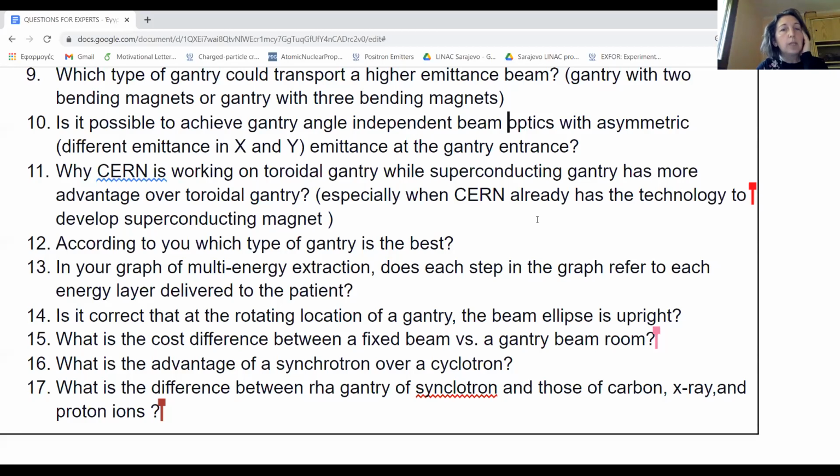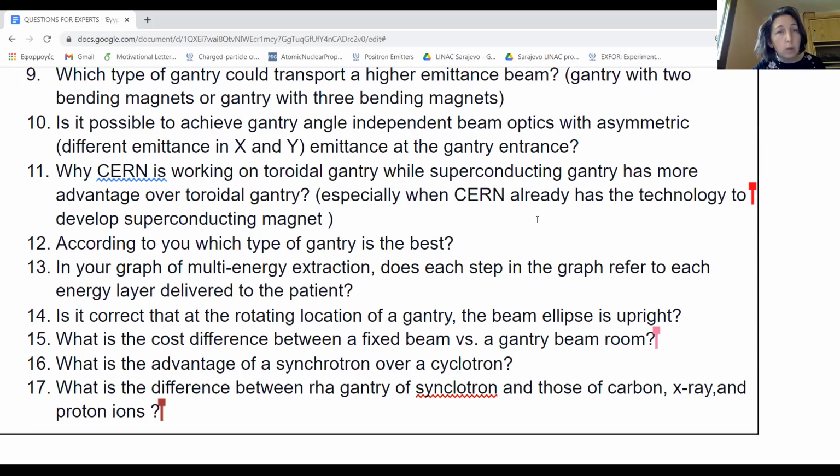What is the cost difference between a fixed beam versus a gantry beam room? Okay, yes, the gantry is much more expensive. I would say a factor 10, so even more. A gantry is meant to cost 30 million, something like this, that more or less depends on the provider. And there are not even providers for carbon ions gantry. What is the advantage of a synchrotron over a cyclotron?